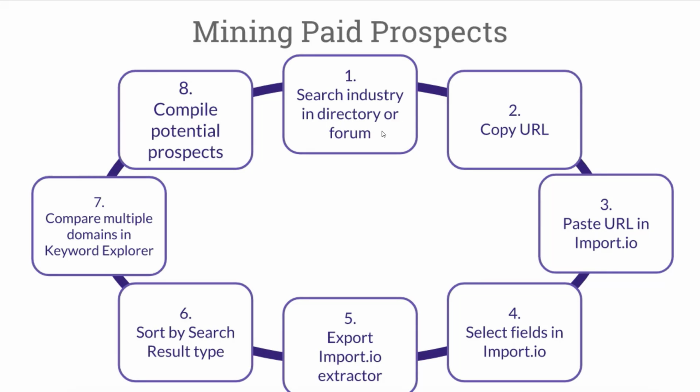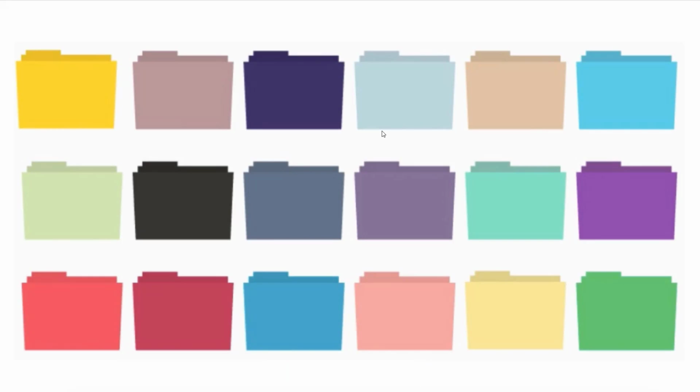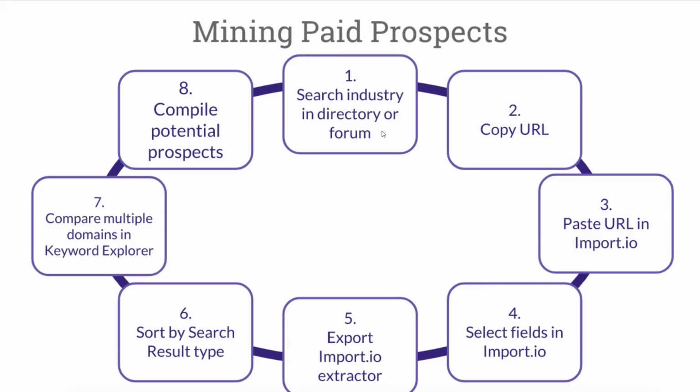So once you start to analyze those keywords in Keyword Explorer, start compiling potential prospects. Who has potential? They've got a decent domain authority. They might be ranking on the second or third or fourth page, especially for those low difficulty keywords. Start compiling your prospects. You're going to go through this process for each industry that you're pursuing and keep a separate folder for each one. So that's the process of mining paid prospects.